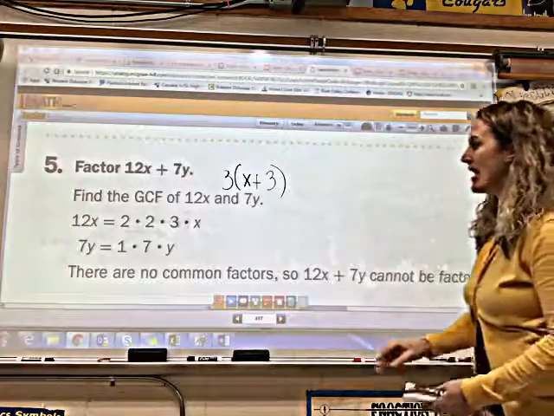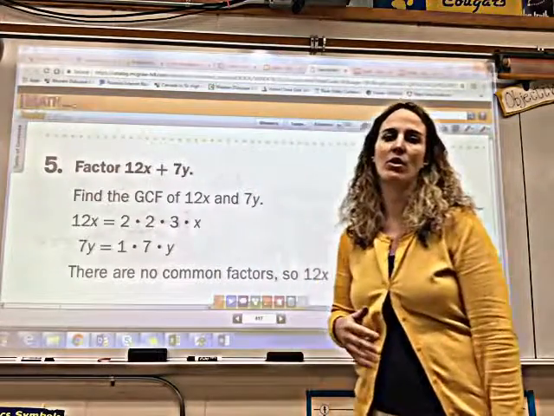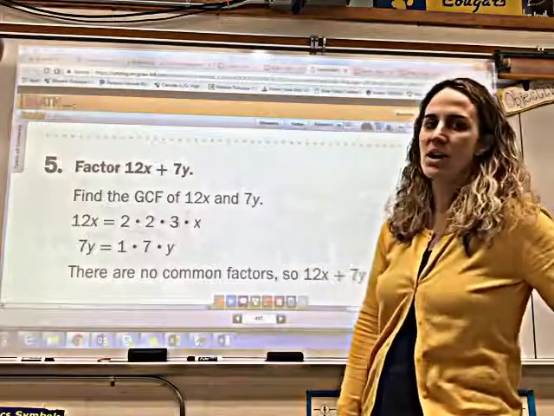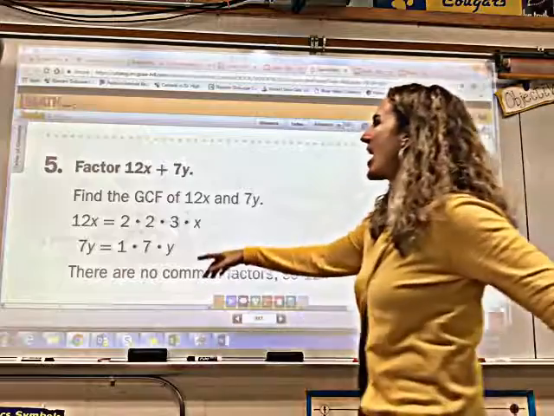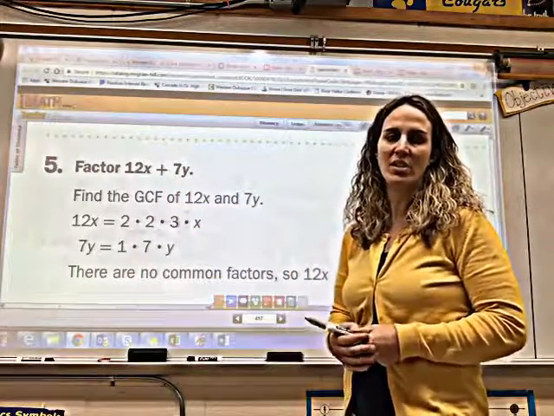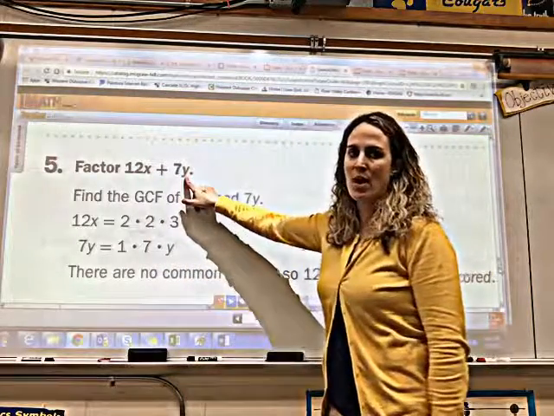Okay, when I take a look at number 5, occasionally you may run across problems that cannot be factored. Okay, for example, if I look at 12x plus 7y, there's not a common factor other than 1 that will go into both 12 and 7. Okay, the other thing is I have a variable x here and a variable y there.